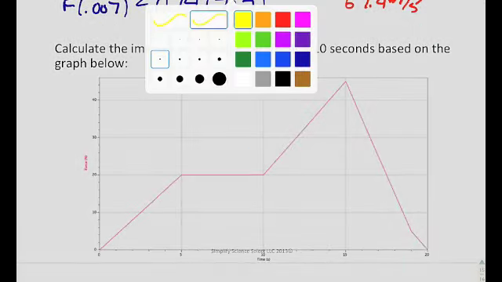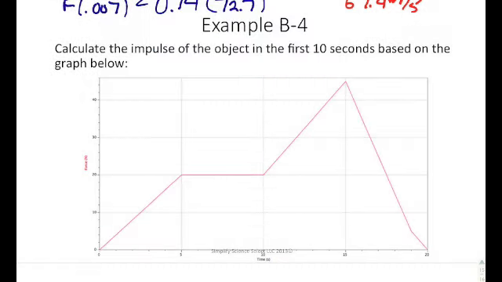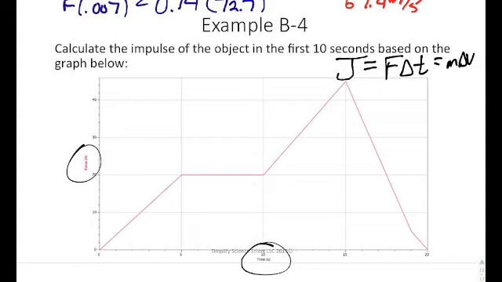The next example is example B4, and it says calculate the impulse of the object in the first 10 seconds based on the graph below. Now remember, you have the equation J equals F delta T equals M delta V. In this particular case, this is a force time graph. Whenever you take two variables and multiply them together, what you're really trying to do is solve for the area under the graph.